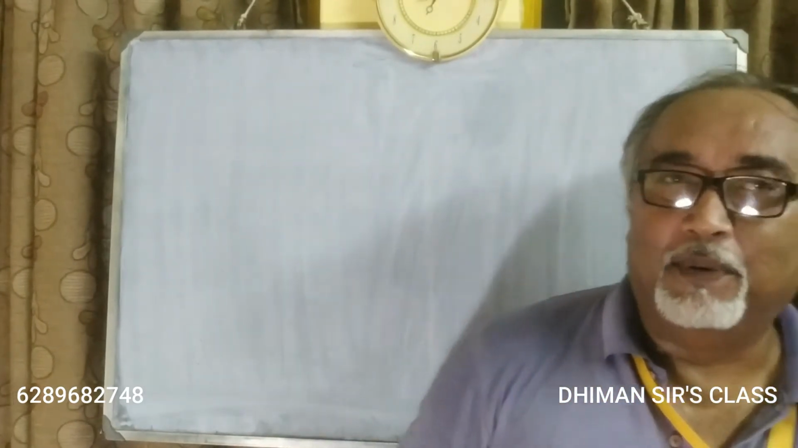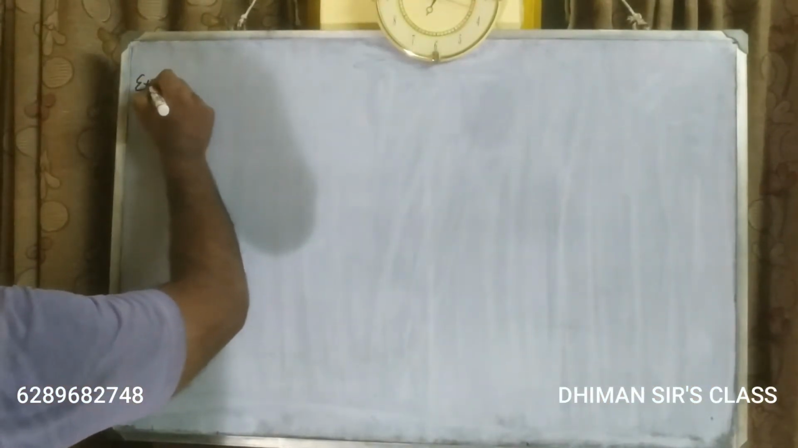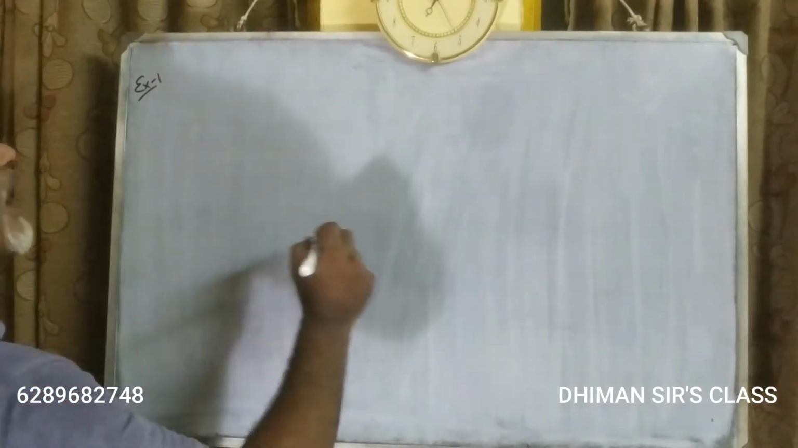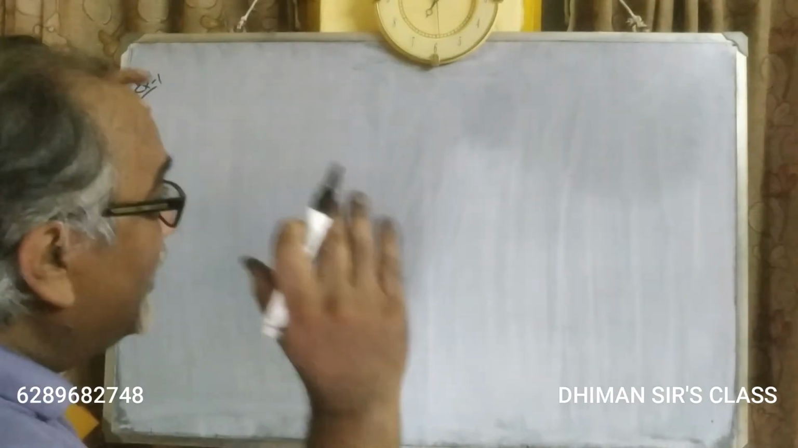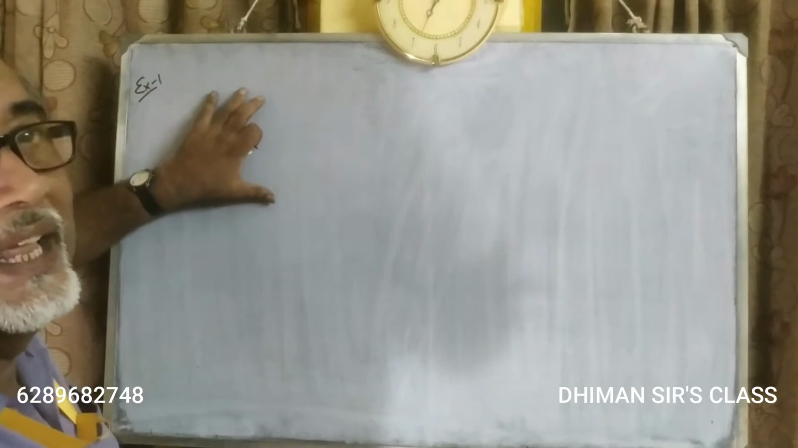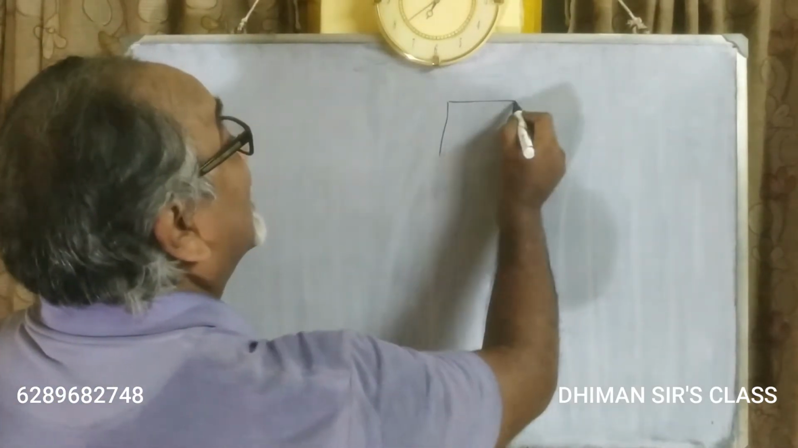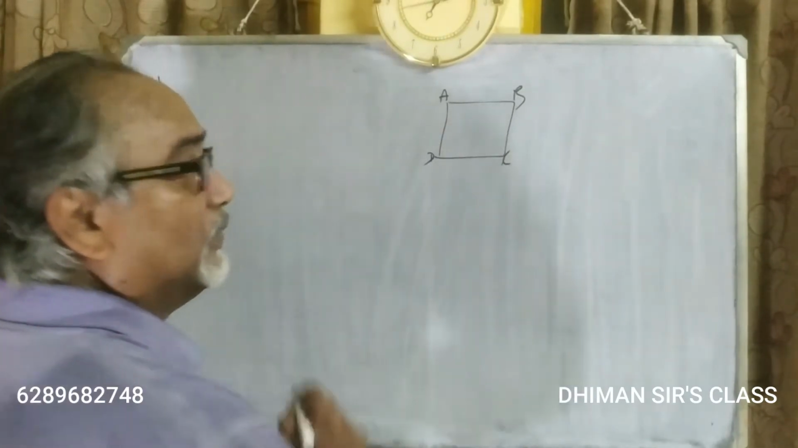Okay? Now, let us start. First example, let us start constructing example 1. Construction of a quadrilateral ABCD. Now, here, before we start, I would recommend you always draw a rough beside your final drawing. So, draw a rough ABCD. This is ABCD, your rough.